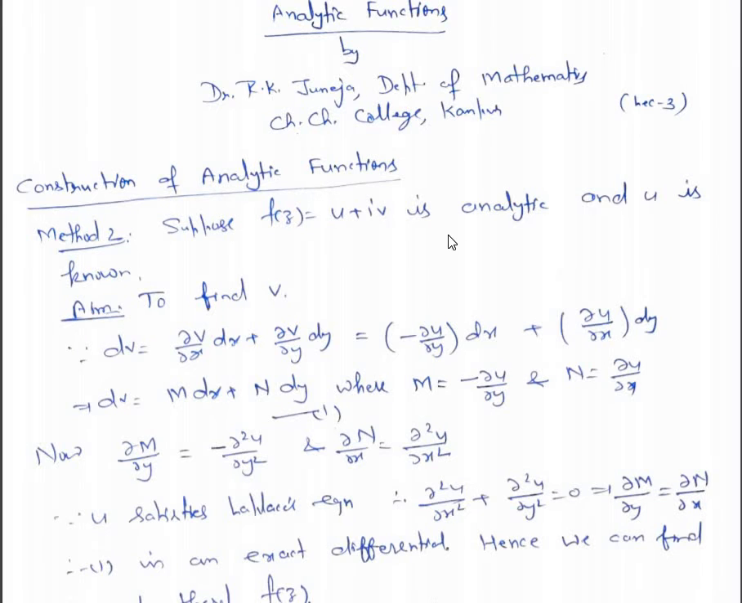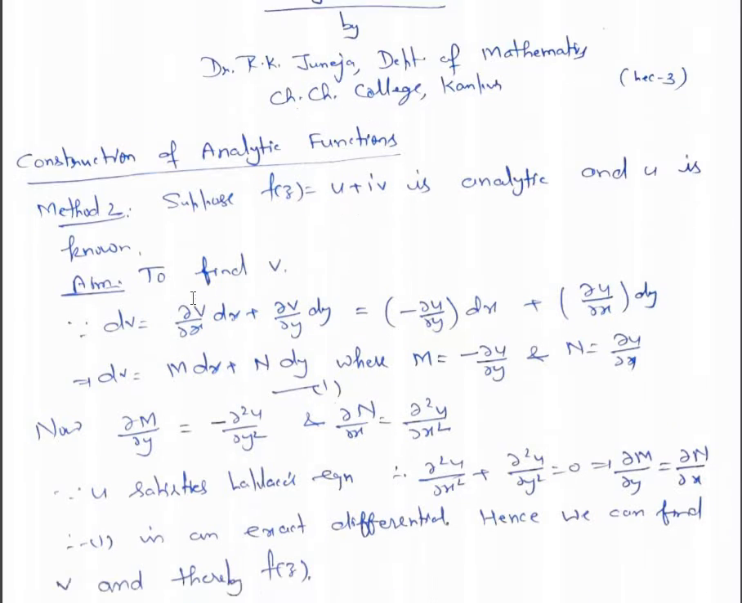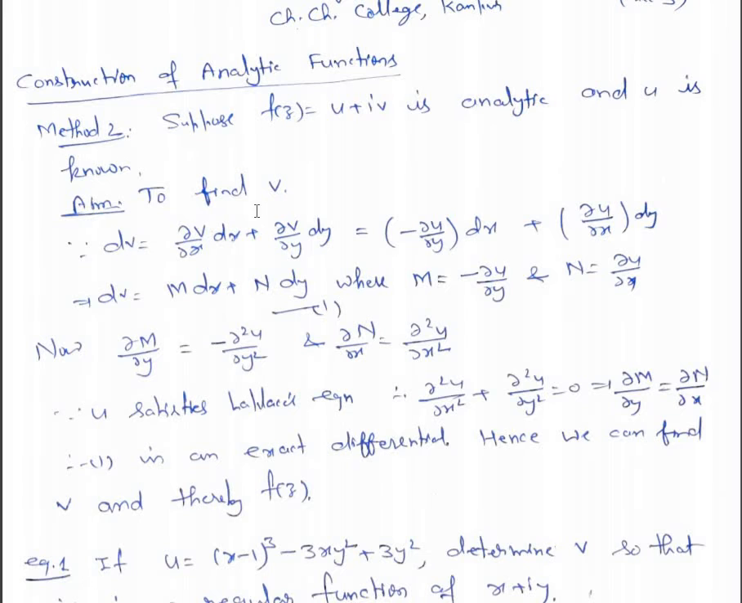Suppose that f(z) = u + iv is analytic, and suppose that u is known to us. Now what is our aim? Our aim is to find out v, and if we know v, u is already given, so we can find out f(z), which is given by u + iv.